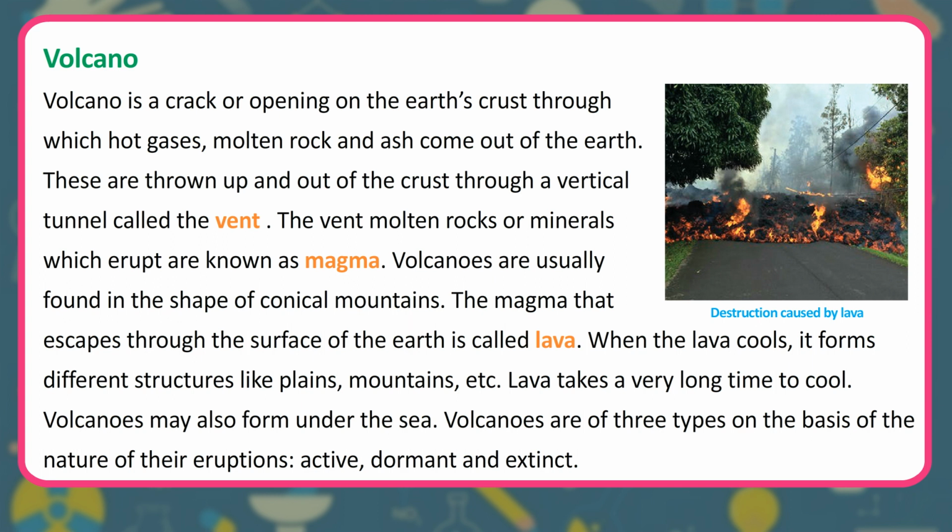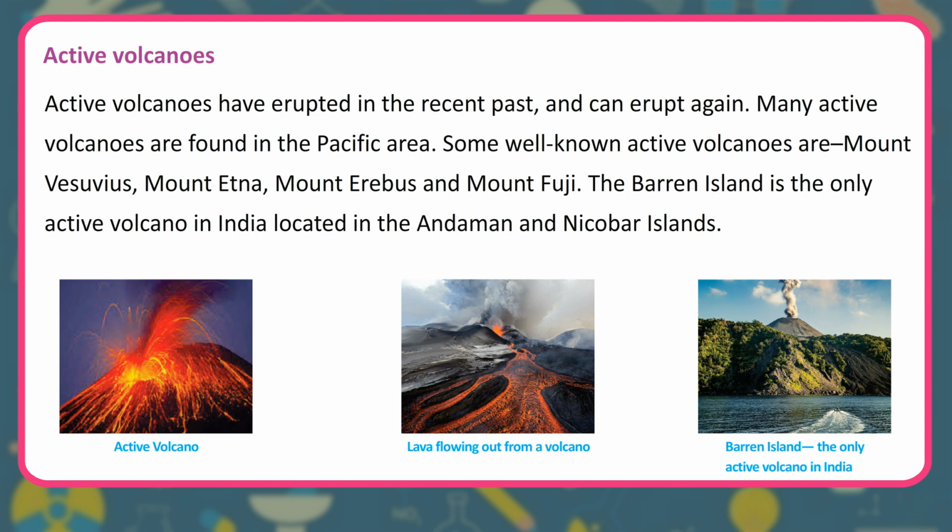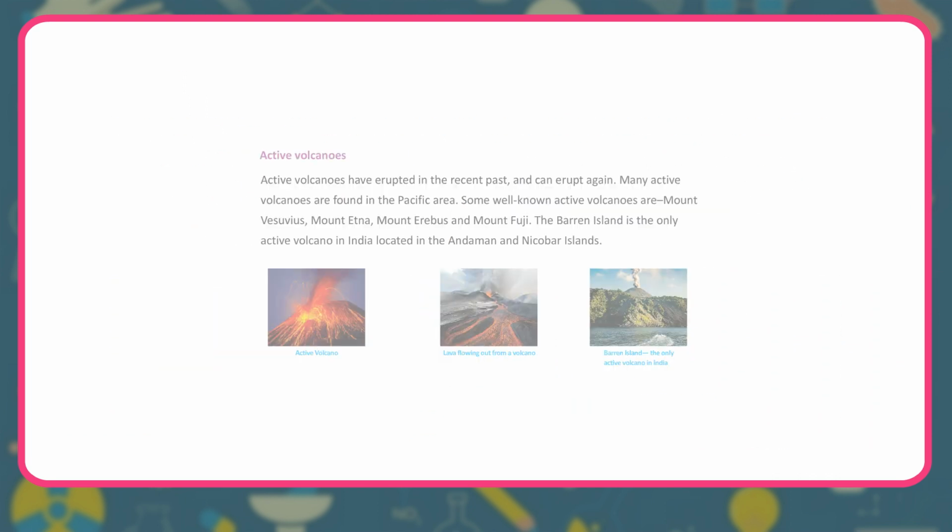Lava takes a very long time to cool. Volcanoes may also form under the sea. Volcanoes are of 3 types on the basis of the nature of their eruptions: active, dormant and extinct. Active volcanoes. Active volcanoes have erupted in the recent past, and can erupt again. Many active volcanoes are found in the Pacific area. Some well-known active volcanoes are Mount Vesuvius, Mount Etna, Mount Erebus and Mount Fuji. The Barren Island is the only active volcano in India, located in the Andaman and Nicobar Islands.